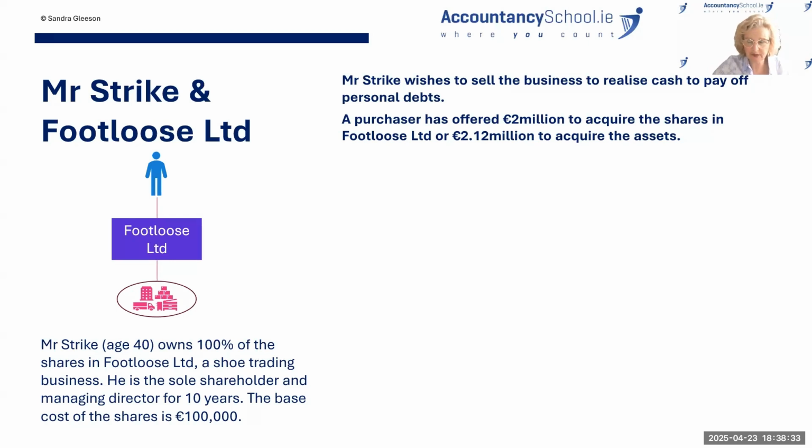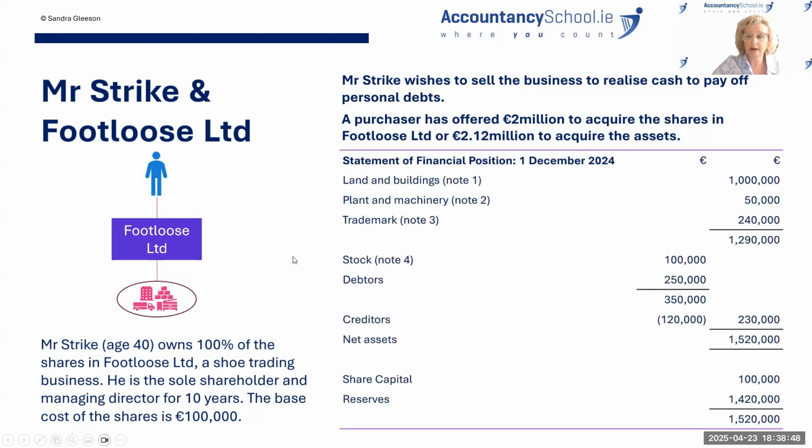However, we know from a tax perspective, it's not that straightforward, and we need to go and look at the tax implications of a share sale and the tax implications of the individual sales of each of all of the assets and compare the two. We're given a statement of financial position at the 1st of December 2024.